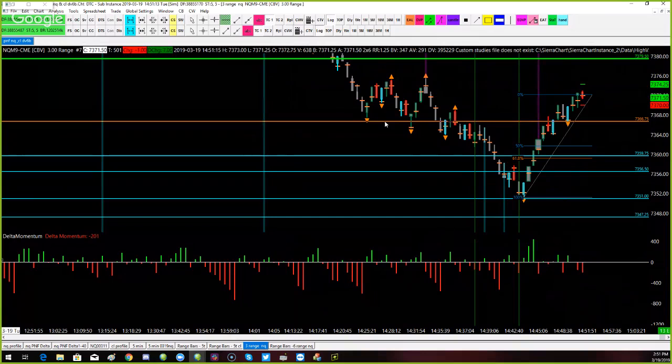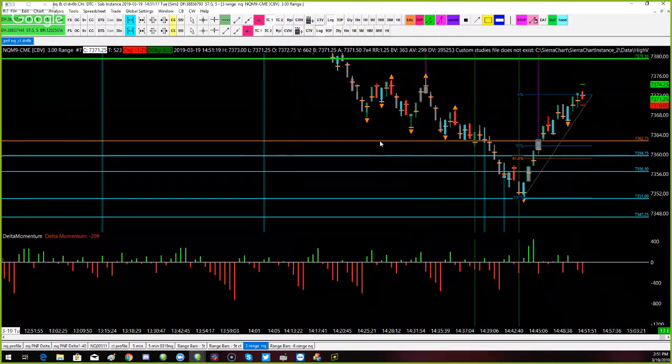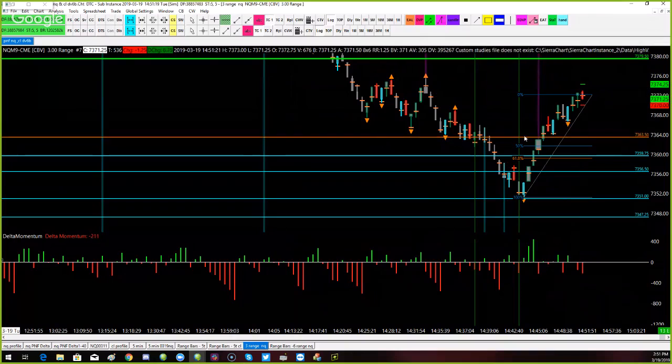That's 73.66.75. That's where my stop sits right now, at 63.50. That's where my stop is. And most likely, if I get stopped, the point of control will be underneath here, and there'll be a chance that they roll it lower.